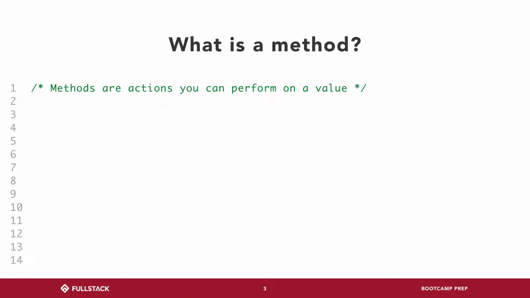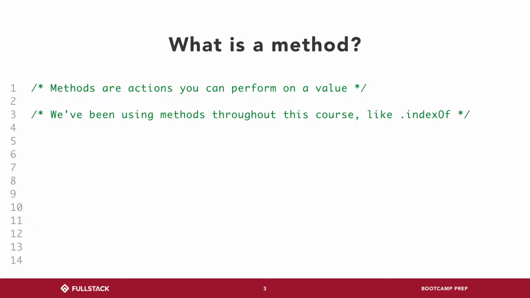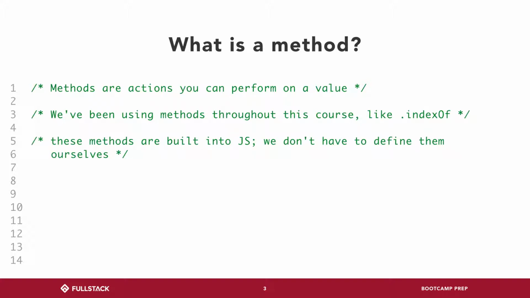So what is a method? Methods are actions you can perform on a value, like an object, or like a number, or like a string, or an array. Array.indexOf is a method of the array class and objects. So we've been using methods throughout this course, like indexOf. These methods are built into JavaScript. We don't have to define them ourselves.